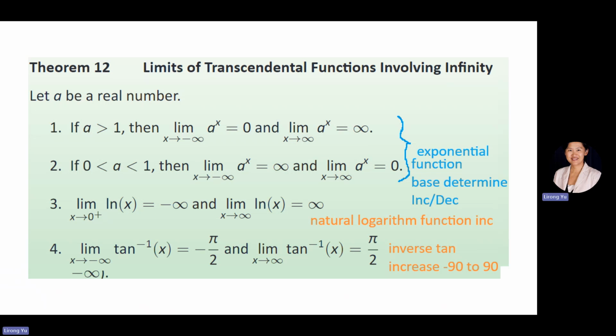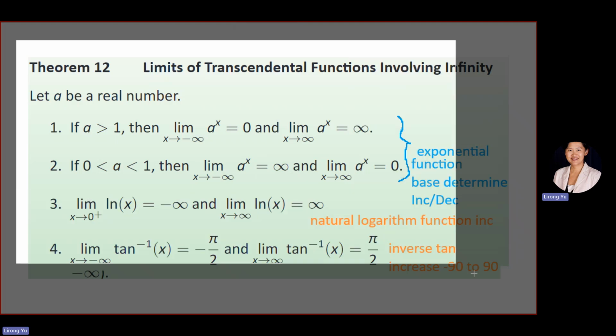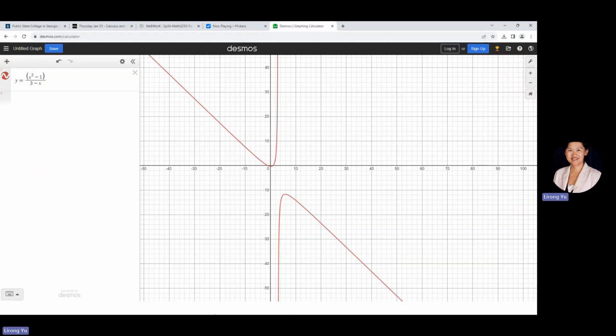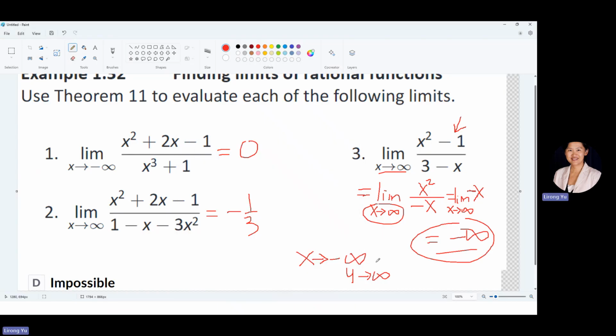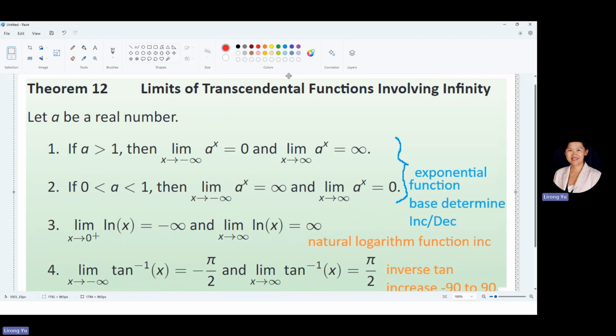The second rule says if you have a base that's less than 1, then the function is decreasing. This makes it the complete opposite from the a that's larger than 1. One way to understand them is to think of it from the visual representation. So the first one is this way. That was 0, that was positive infinity. The second one, if a is less than 1, like 0.5.